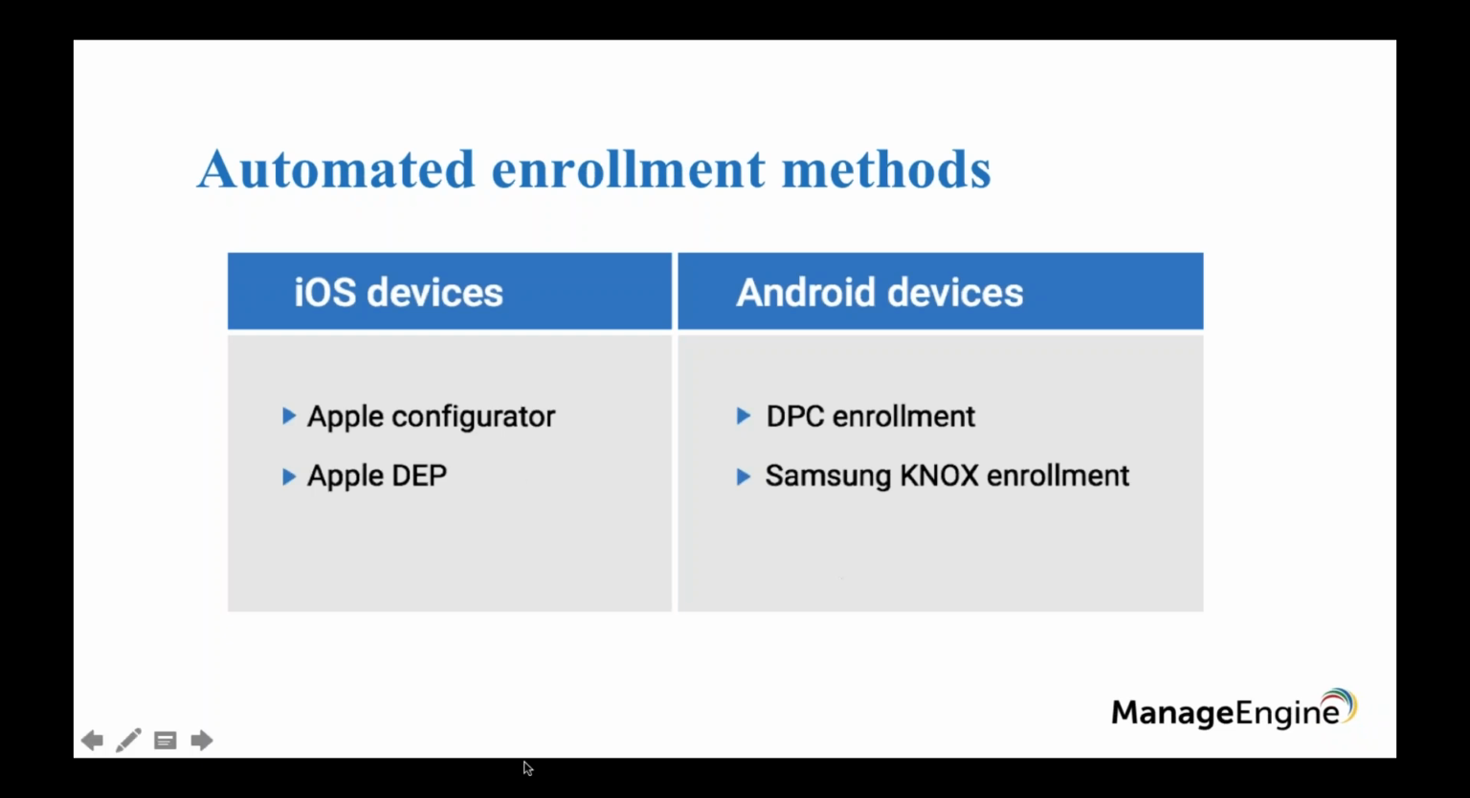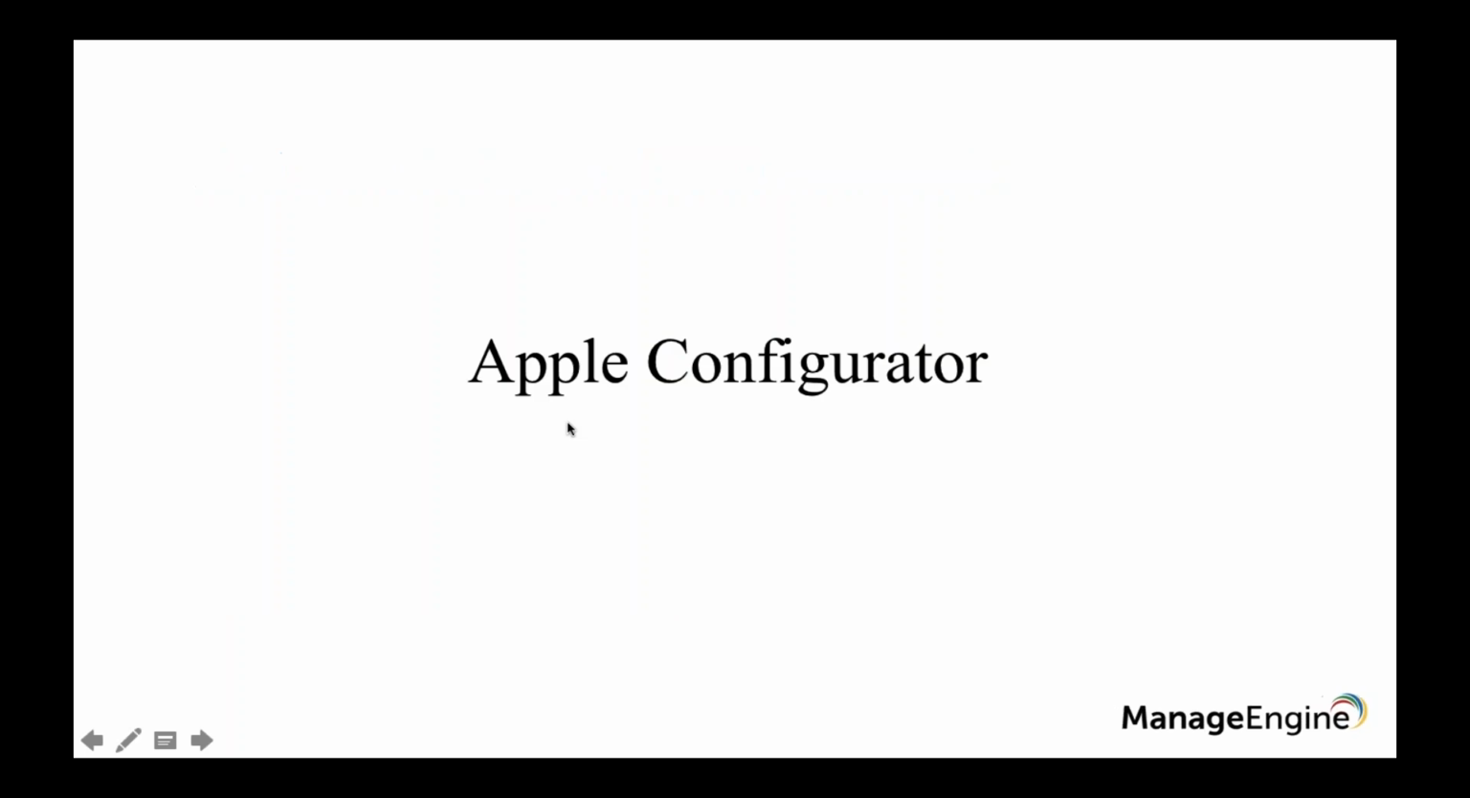For iOS devices, we have the Apple Configurator method and the Apple DEP method. And in the case of Android devices, we have the DPC enrollment and the Samsung Knox enrollment. We will be discussing all of these enrollment methods, but let me start off with Apple Configurator. Apple Configurator is a tool that allows us to apply device management settings onto our devices. It also helps us to reduce the initial setup steps. This is the reason why we use Apple Configurator for enrolling our devices.